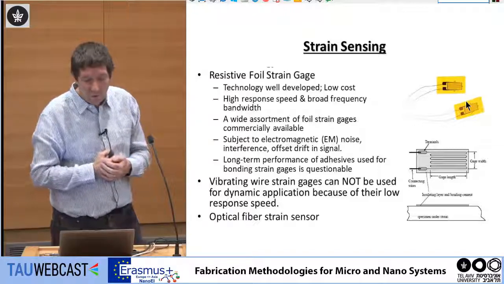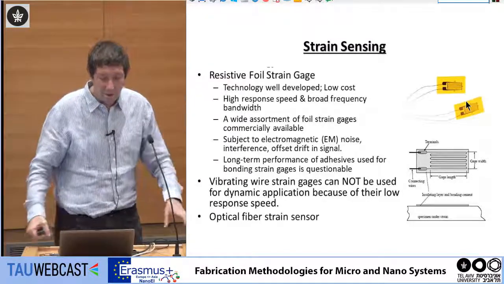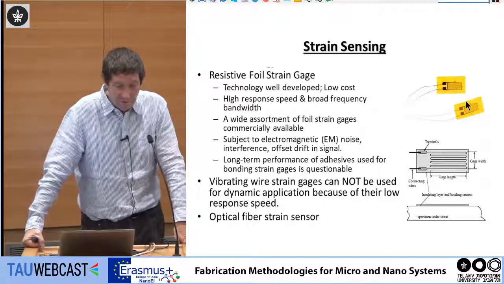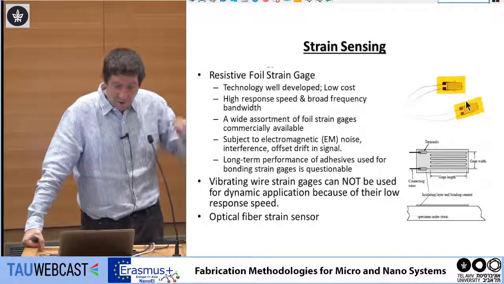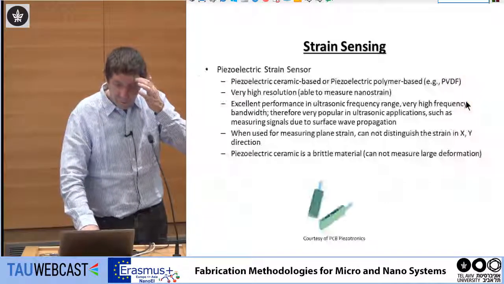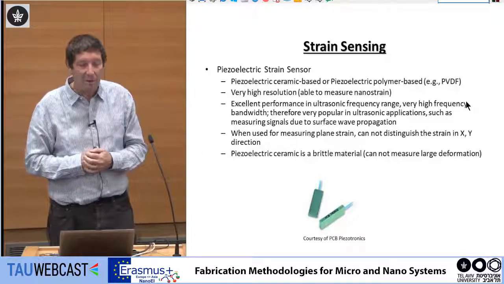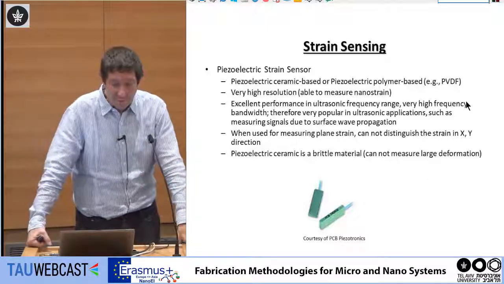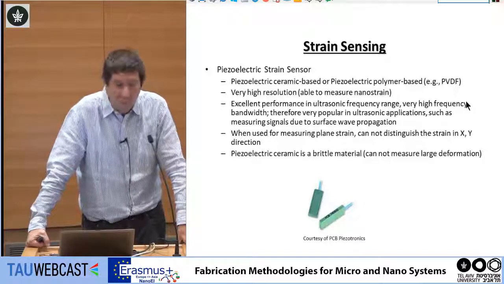So the technology is well developed. There are many strain gauges available. It's relatively fast, and there are many, many types of sensors. Okay, strain gauges. Another typical strain gauge is the piezoelectric strain gauge. They are based on piezoelectric ceramic or piezoelectric polymer.